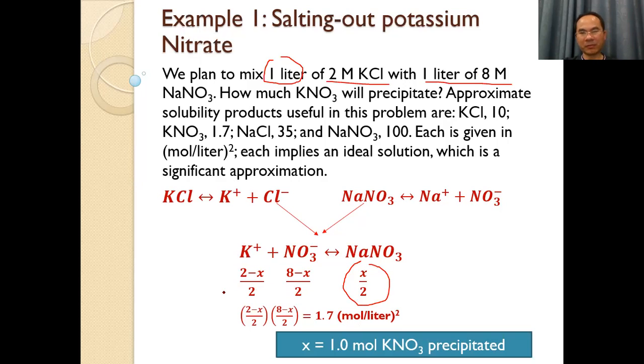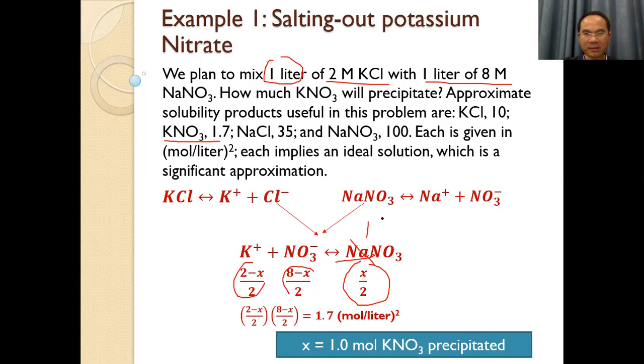All of this is divided by 2, because it is divided by the volume of the solution. And then finally you get the solubility product K, equal to the concentration of this multiplied by this, equal to 1.7 for potassium nitrate. And then you can solve for X, equal to 1 mole of potassium nitrate precipitate for this case.